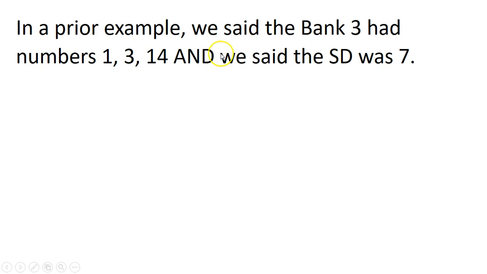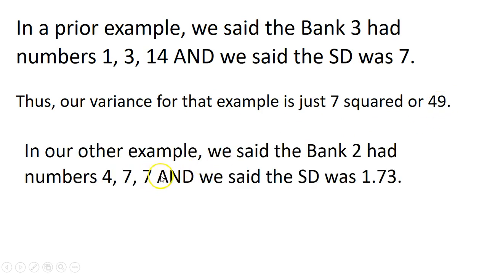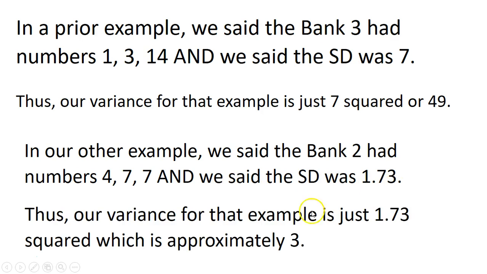So in the prior example, we said bank 3 had numbers 1, 3, 14, and we said that the standard deviation was 7, right? Well, our variance for that example would have just been 49 because that's what was there prior to the square root. In our other example, we said that bank 2 had the numbers 4, 7, and 7, and we said that the standard deviation was 1.73 roughly. Well, our variance for that was that squared, which is approximately 3. So the point is, it was that prior.